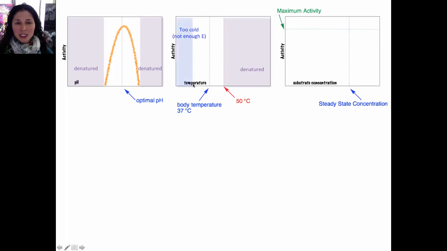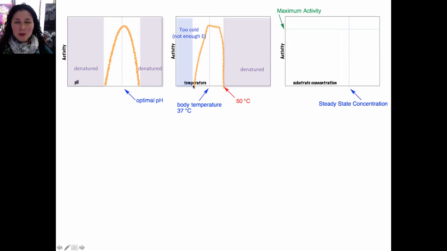Temperature represents energy. At very cold temperatures, reactions slow down. And so there would be a range at the low temperature end where it would be too cold for the reaction to happen. Once again, we have a window of activity where body temperature would be the maximum. This is what a chart of activity versus temperature might look like.